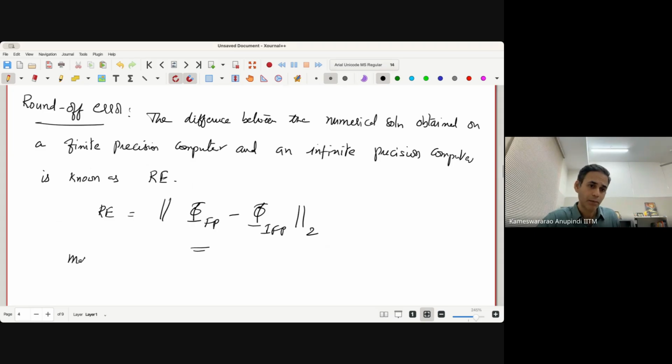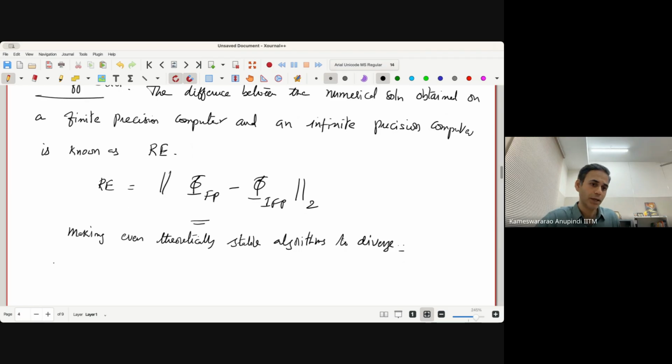Okay, essentially round-off error is responsible for making even theoretically stable algorithms to diverge, right? For example, we have seen in Gaussian elimination and in other algorithms that, depending on how you choose the pivoting and other things, the Gaussian elimination can actually diverge and give you some other answer, right? This is because of the accumulation of round-off errors.